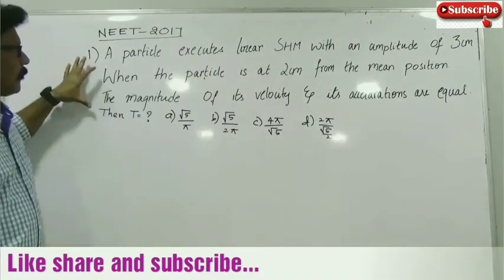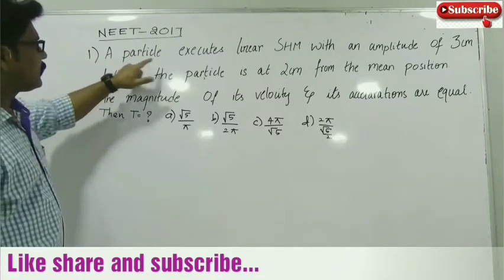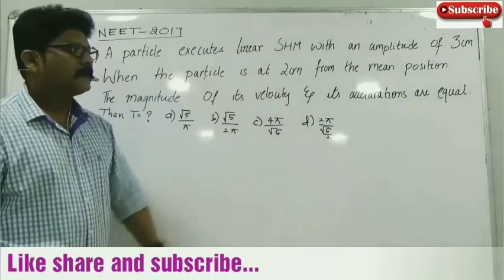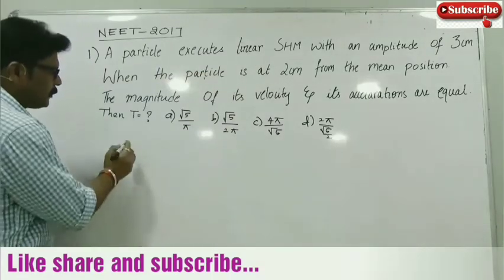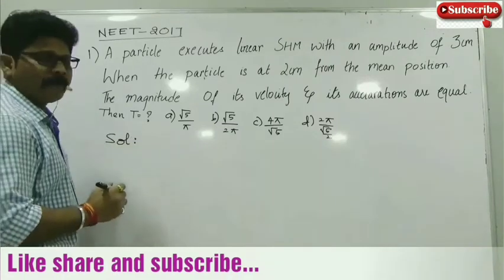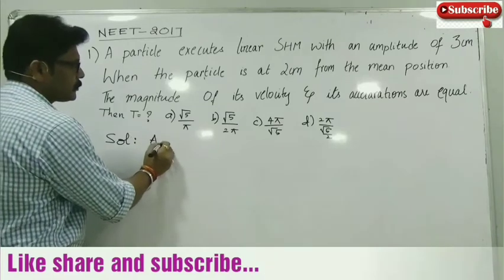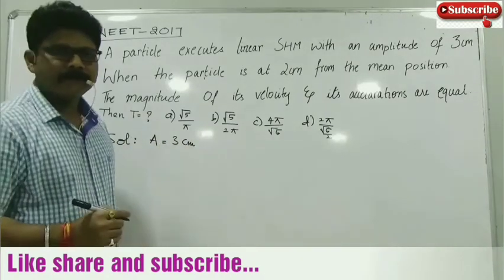So what is the given problem? First try to understand this problem. A particle executes linear SHM with an amplitude. So we know the amplitude, this is the solution: amplitude A equals 3 centimeters. That's what he has given.